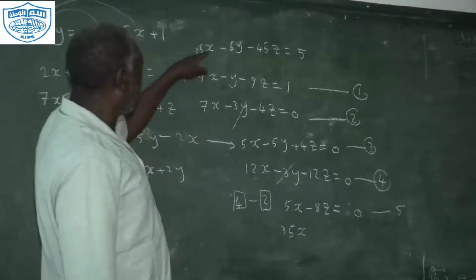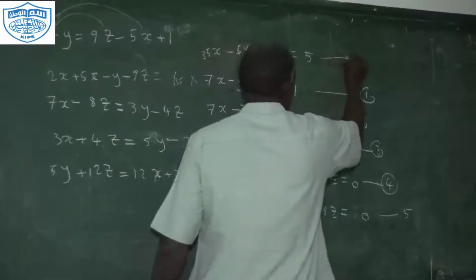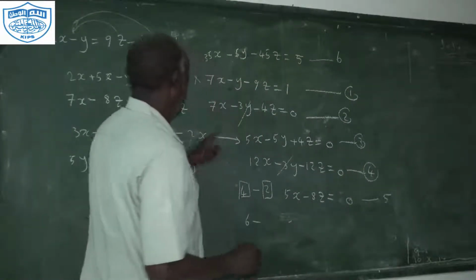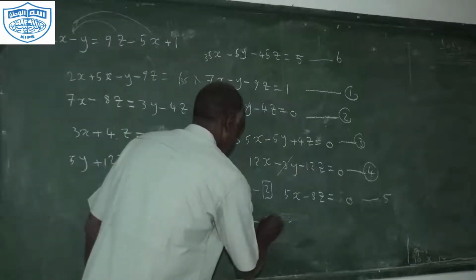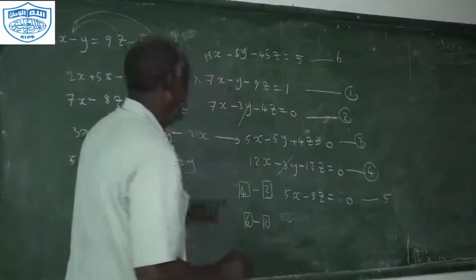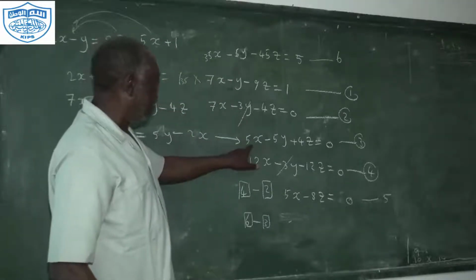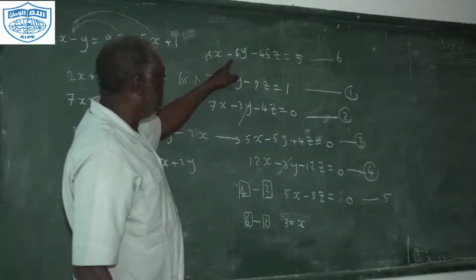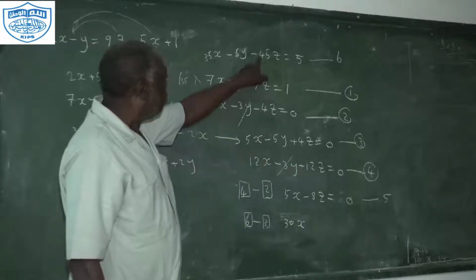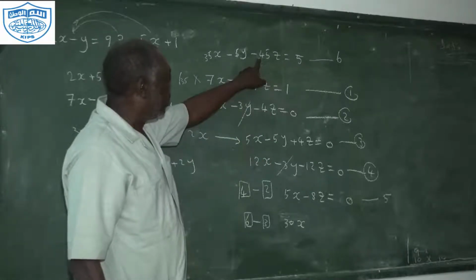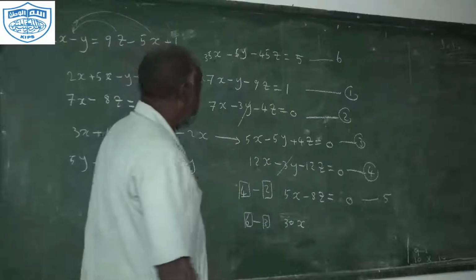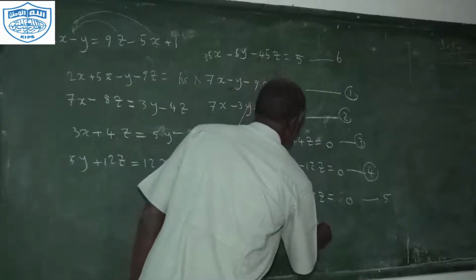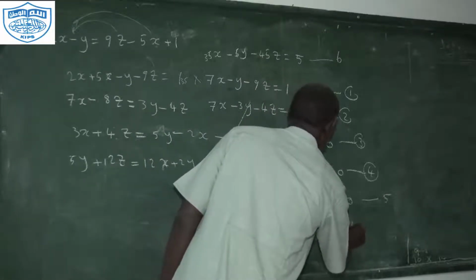Call this equation 6, and subtract equation 3 from equation 6. 35x minus 5x equals 30x. Minus 5y plus 5y vanishes. Minus 45z plus 12z becomes negative 33z, equal to 5.